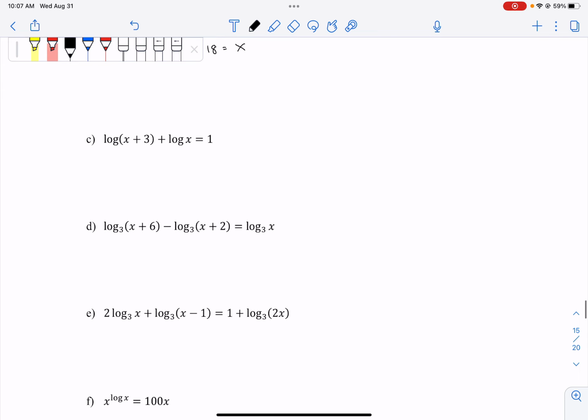All right, we're going to keep going. Log base 10 of x plus 3 plus log base 10 of x is equal to 1. Because we were adding them and they have the same base, this is the same thing as multiplying. So log base 10 of x squared plus 3x is equal to 1. We can rewrite this as 10 to the power of 1 is equal to x squared plus 3x. Move it over, 0 is equal to x squared plus 3x minus 10.